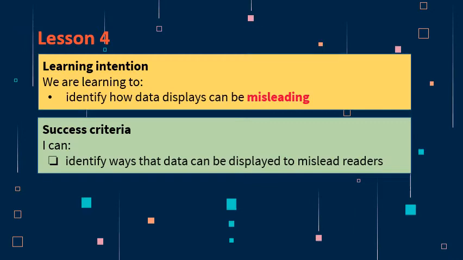Now, firstly, this is our learning intention for today, is just to identify how data displays can be misleading. Now, there's several different ways they can be misleading, and we're going to go through how to spot situations where a data display is misleading. So today, you're going to identify ways that data can be displayed to mislead readers. Now, to start off first, we're going to watch a TED Talks video, which goes through about 5 minutes long, and it uses different examples of showing really common ways that data can be misleading.